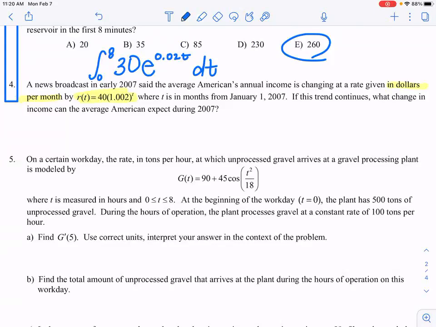So how many months are we talking about? 12 months. And we have a function that is dollars per month, and I want to know the number of dollars that's going to change. Okay, so what do we need to do? Okay, what would our limits of integration be? How about 0 to 12? Right? Okay.